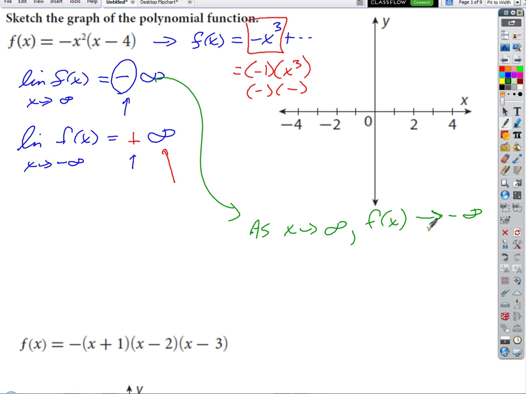So that gives us end behavior, doesn't it? Right? So now when we're doing our sketch, that helps us out. We know that the tails are going to be, for now, we'll just do this. The right tail is going to go down, and the left tail is going to go up, okay?